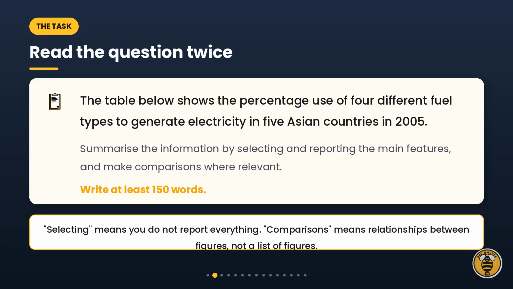Here is the task. The table below shows the percentage use of 4 different fuel types to generate electricity in 5 Asian countries in 2005. Summarize the information by selecting and reporting the main features, and make comparisons where relevant. Write at least 150 words. Notice those 2 instructions. Selecting means you do not report everything. Making comparisons means the examiner wants relationships between the numbers, not a list of the numbers themselves.